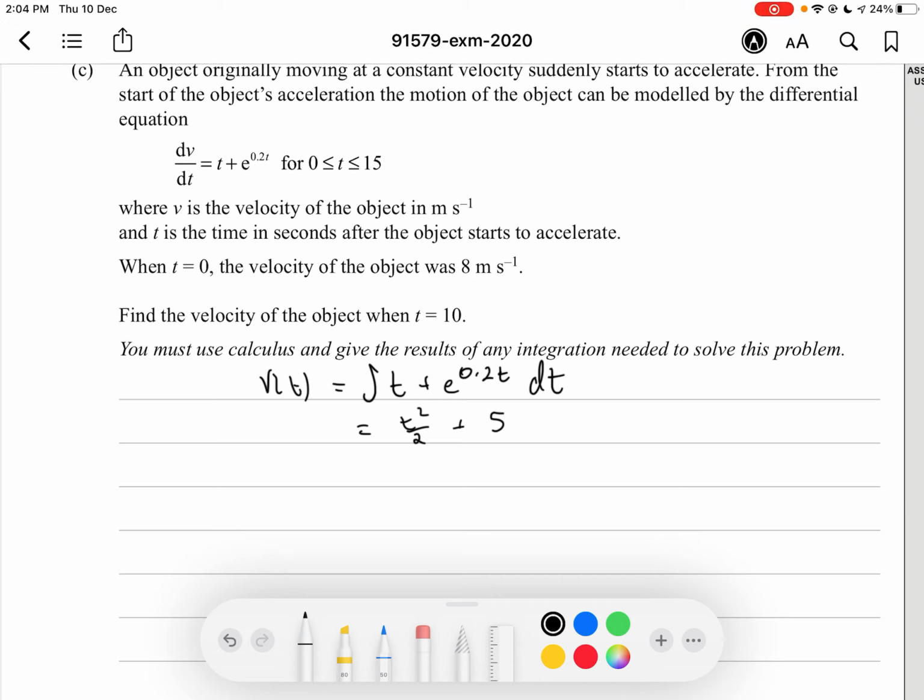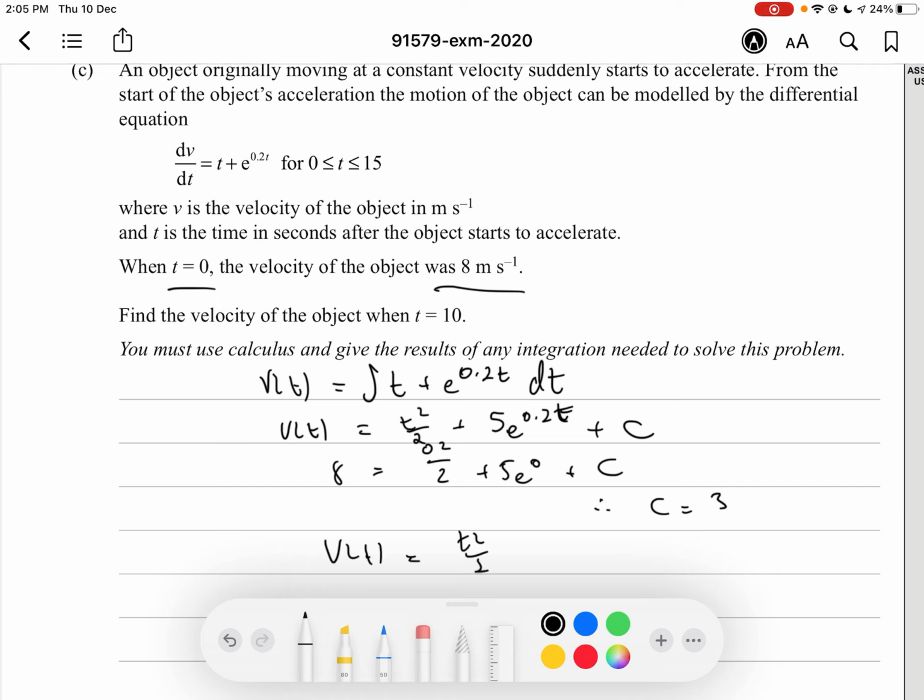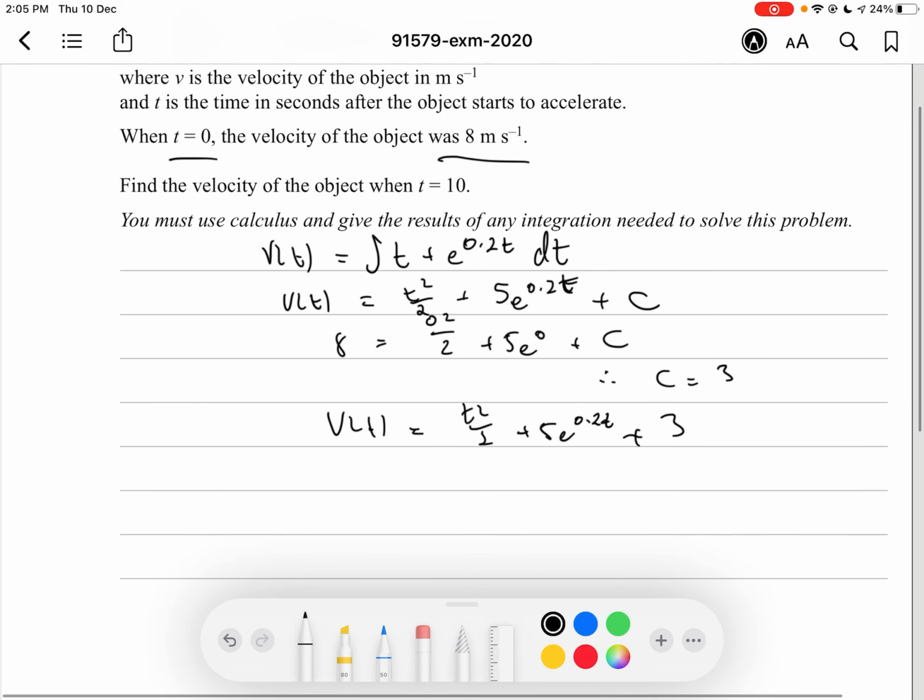So this gives us 5, since 1 over 0.2 is 5. And the e to the power of 0.2t stays the same. And don't forget the constant of integration. So when t equals 0, v equals 8. So therefore 8 equals 0 squared over 2 plus 5e to the power of 0 plus c. So therefore you can see that c equals 3 because e to the power of 0 is 1. V of t equals t squared over 2 plus 5e to the power of 0.2t plus 3.